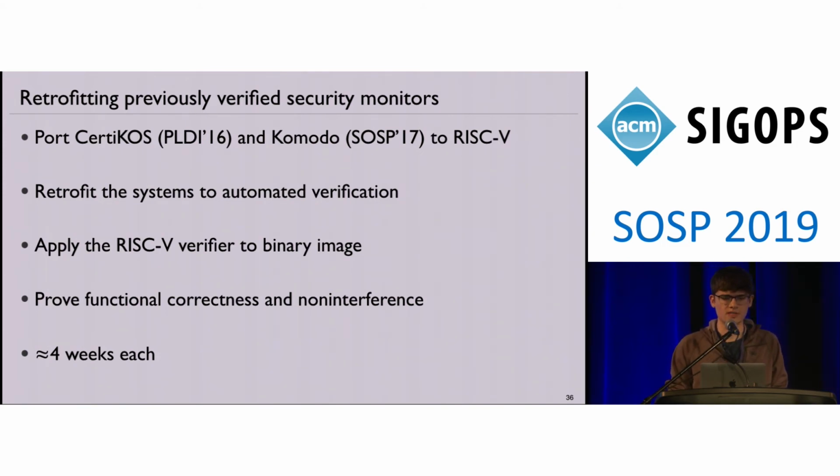We retrofit the systems for automated verification, applied our RISC-V verifier directly to the binary image of the implementation, and proved functional correctness and non-interference similar to the original efforts. And this process took roughly 4 weeks for each of the systems. So what exactly do I mean by retrofit the systems for automated verification?